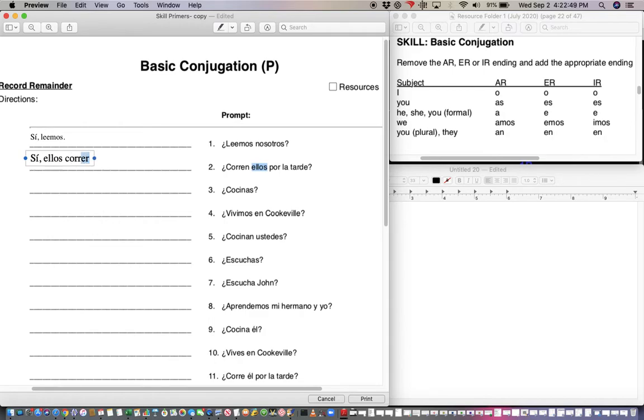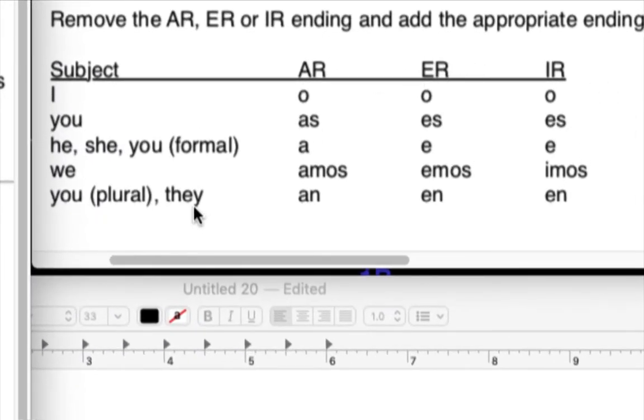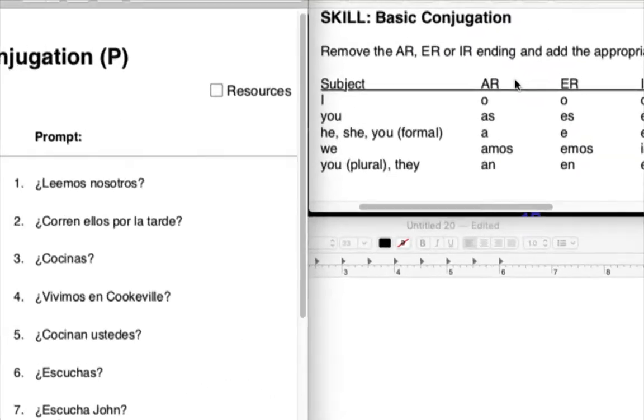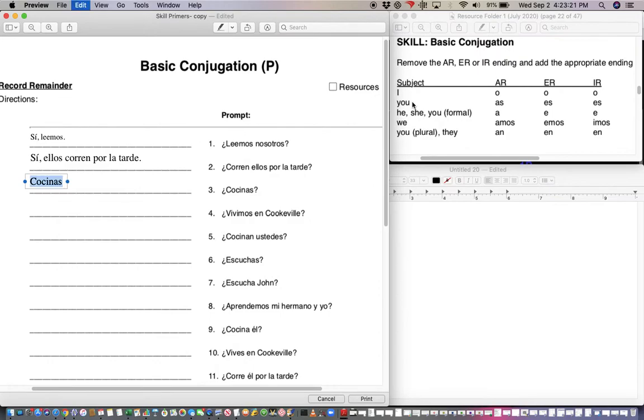Now we got correr, we take off the ER. The ER ending for they, there's your they, there's your ER, they meet up here, EN. So sí, ellos corren por la tarde. Number 3, cocinas. This was cocinar. They took off the AR and they made it cocinas. So AR verb for the AS, this is you. Cocinar meant to cook. So this is do you cook? I want to say yes, I cook.